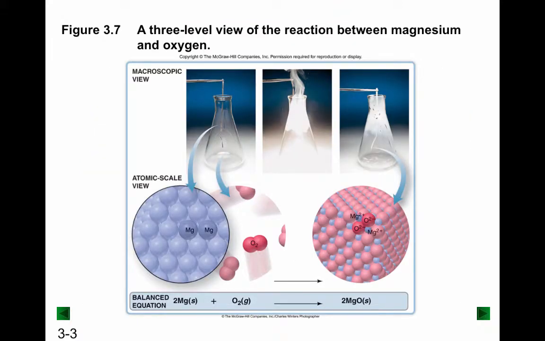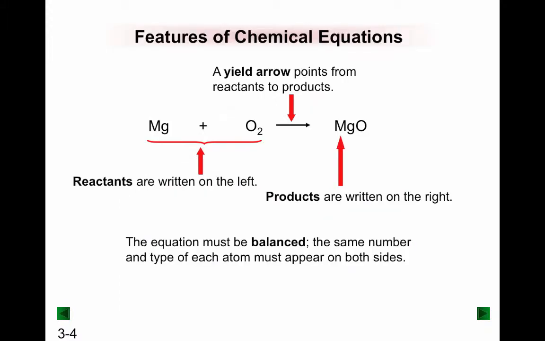Take a look at the reaction that has taken place on this slide. Here, magnesium metal is reacting with oxygen gas to produce a new compound called magnesium oxide. We are able to see 3 different views of this reaction: a macroscopic view, an atomic scale view, and finally a view with chemical formulas in the balanced chemical equation.